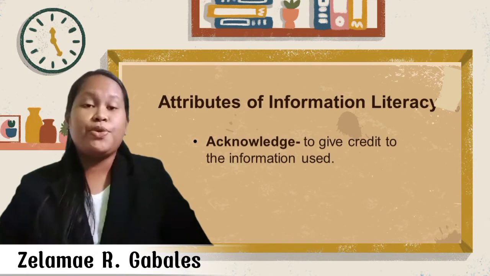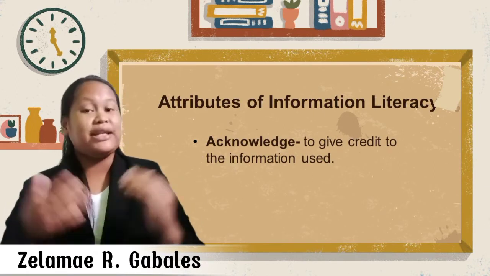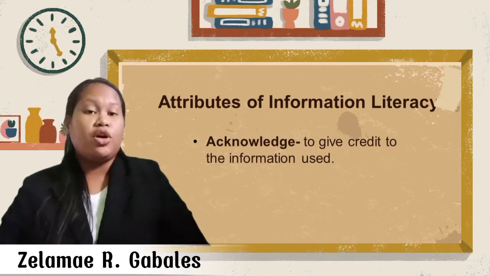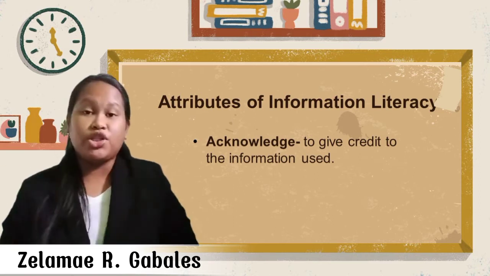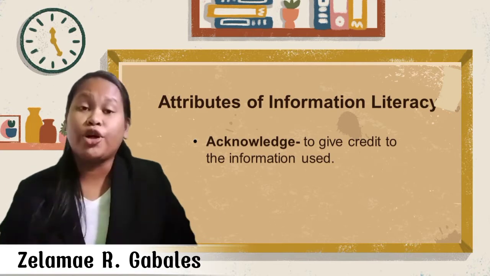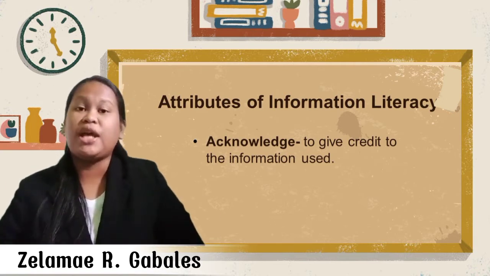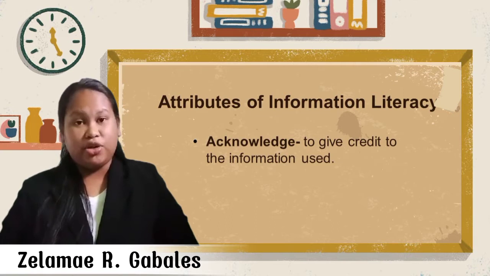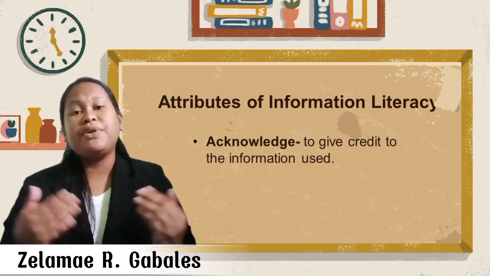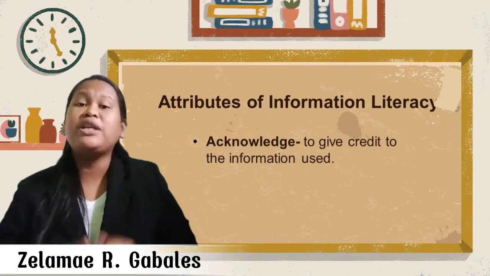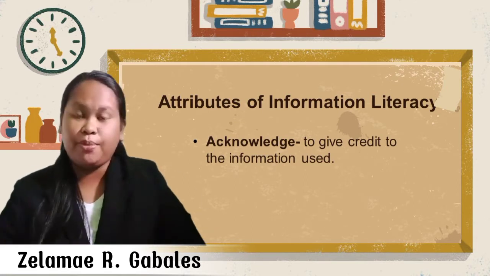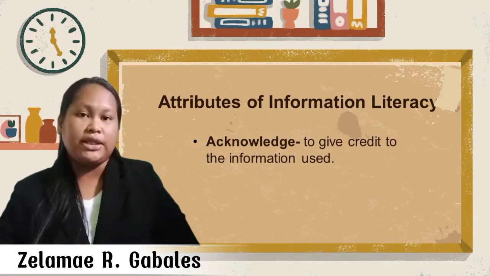The last attribute of information literacy is acknowledge. Admit it or not, it is a common problem we unintentionally commit. We usually solve our problems, especially schoolwork, by simply searching for information and copying from there without citing or acknowledging its sources. Being information literate, you will know how to avoid plagiarism and give credit to the owner of such information because they have the rights.